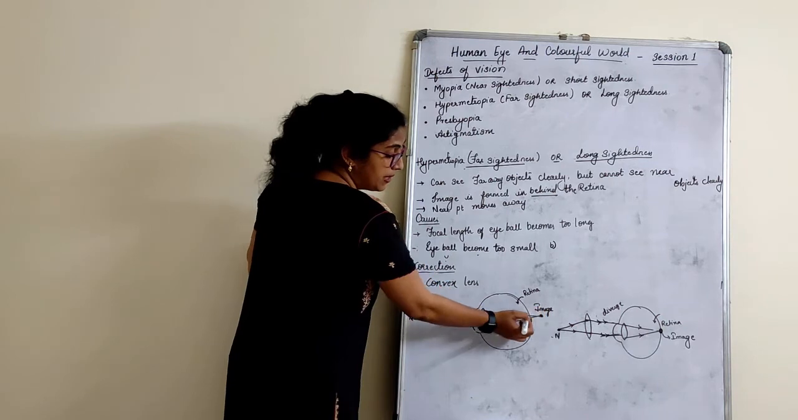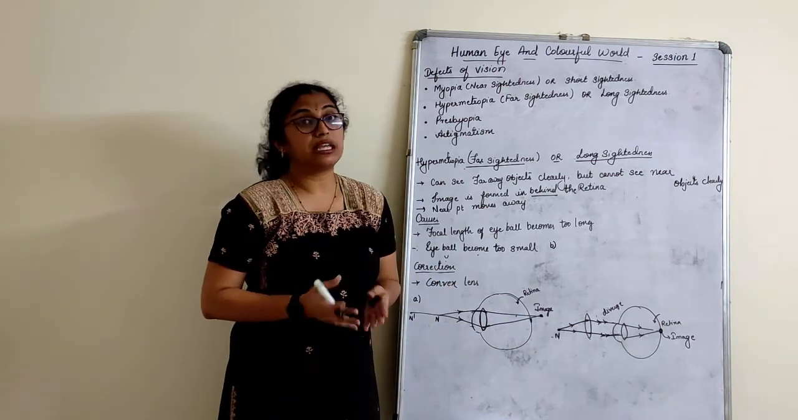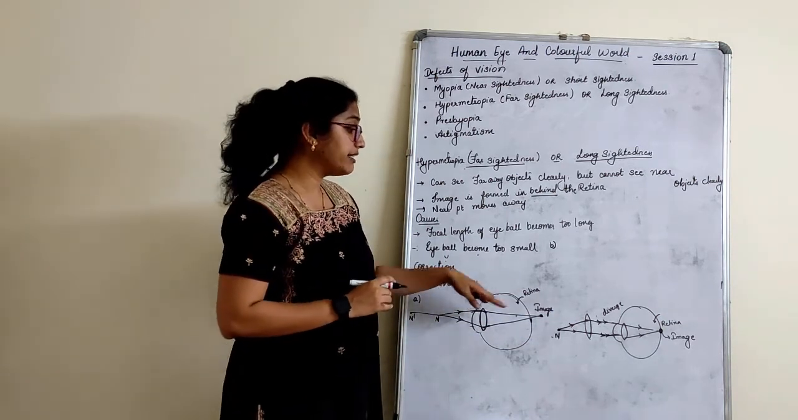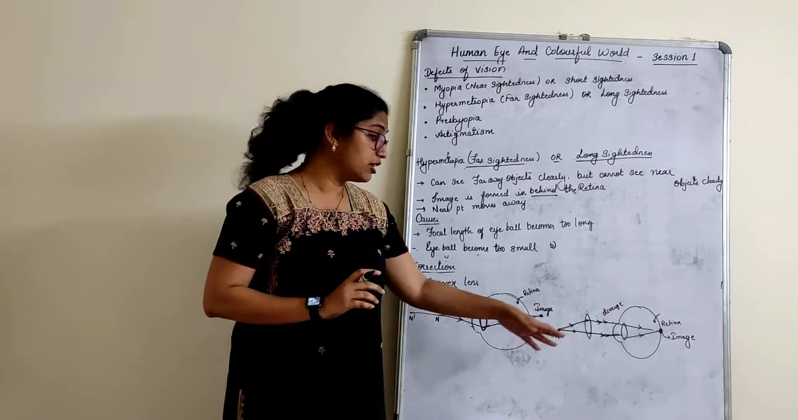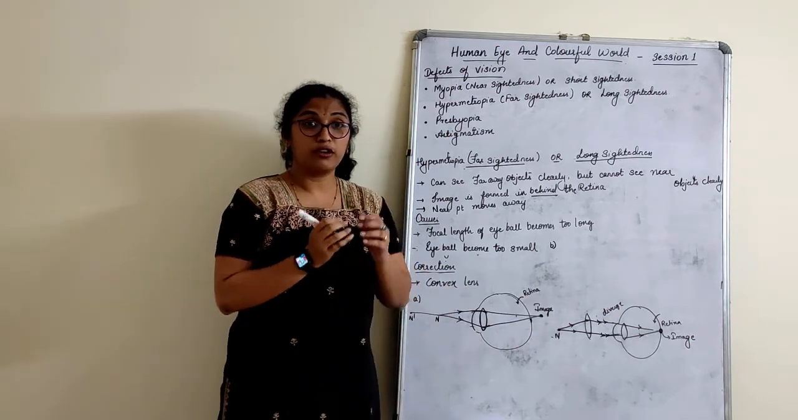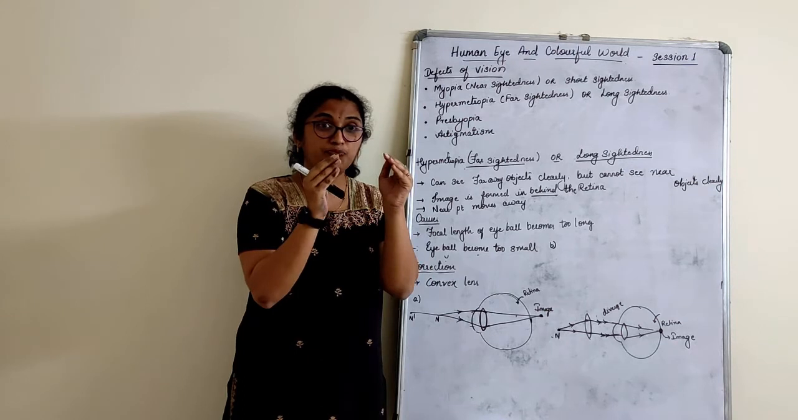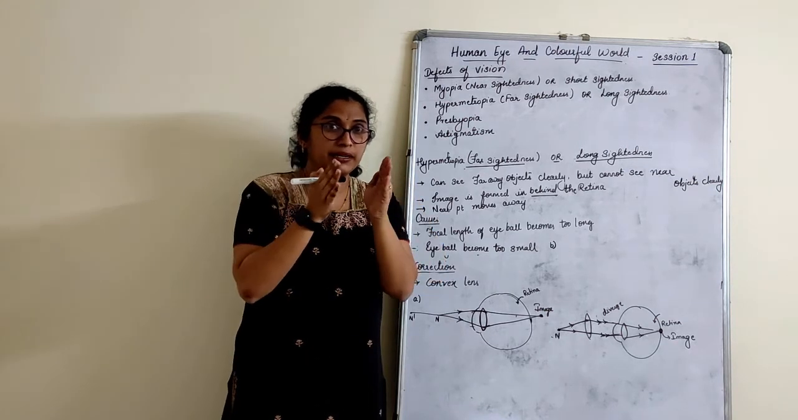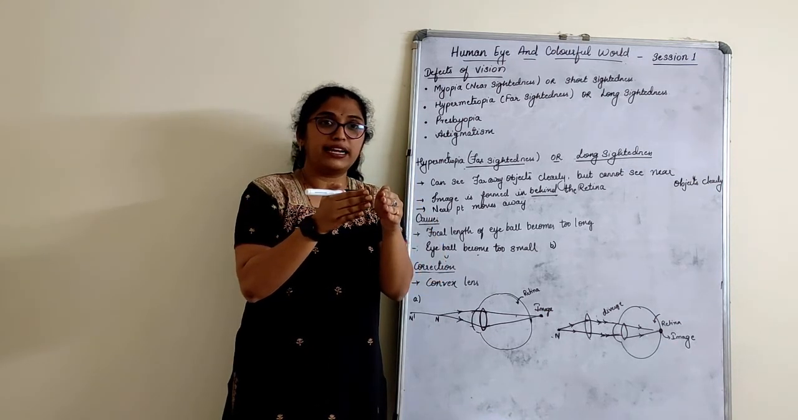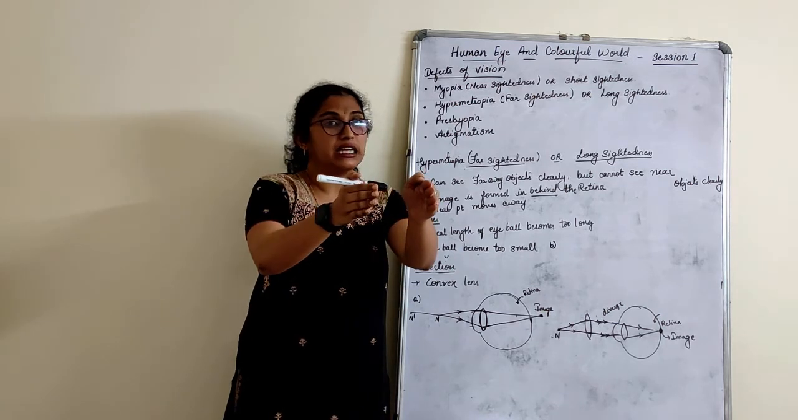So the image is forming behind the retina, and the person is not able to see properly. The corrective measure we use here is a convex lens. When we use a convex lens, the light which is entering will converge a little bit, and again it enters our lens.